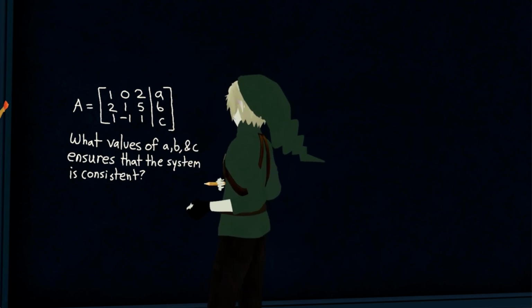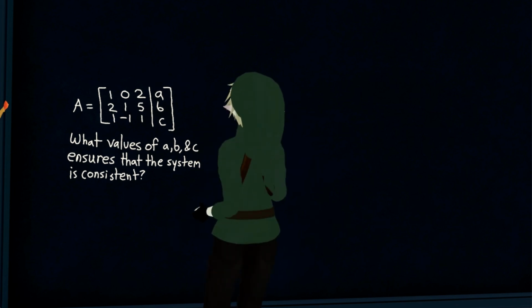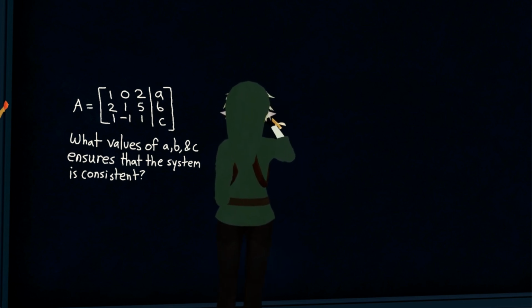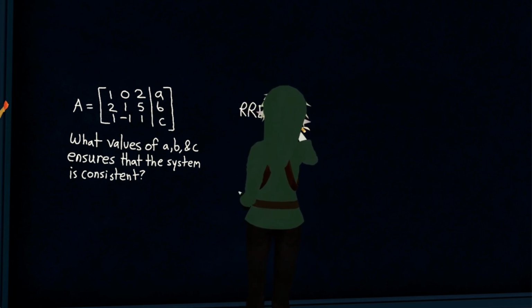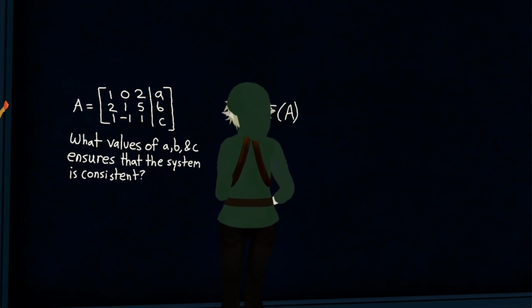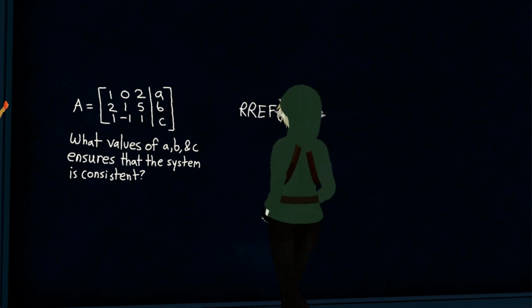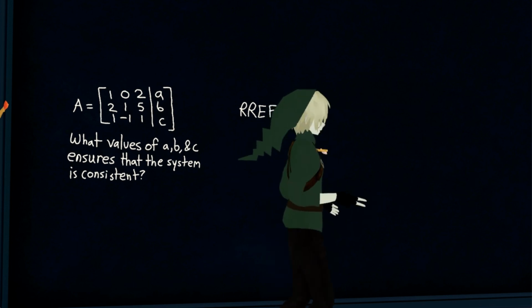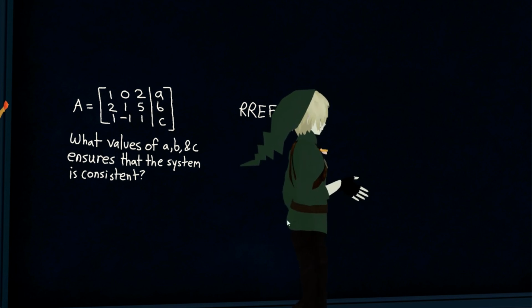So to make sure that this isn't inconsistent, we use row reduced echelon form. We calculate the RREF of this matrix. So let's go ahead and calculate the RREF of this matrix. Let me go ahead and do the computer thing with you guys for realistic purposes. Okay?